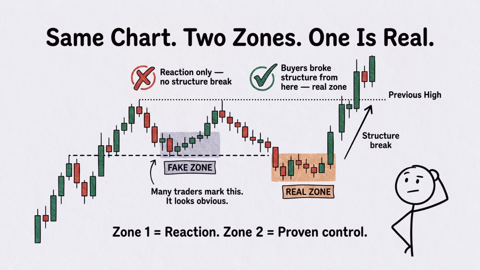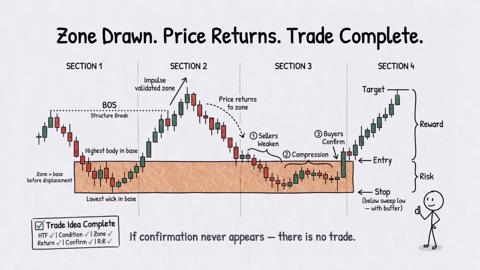Now we wait. Price returns to the zone. We do not enter blindly. First, sellers start to weaken. The candles become smaller and lower wicks appear. Second, price compresses. It stops falling cleanly. Third, buyers break minor structure with a strong candle close. Now the trade idea is complete.